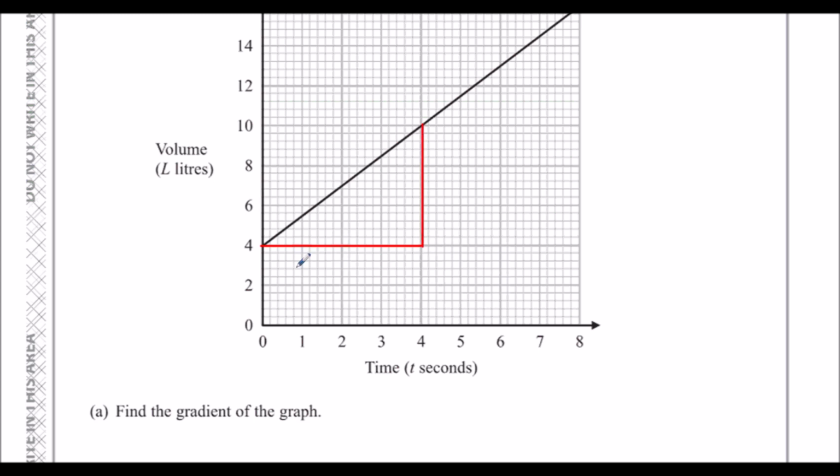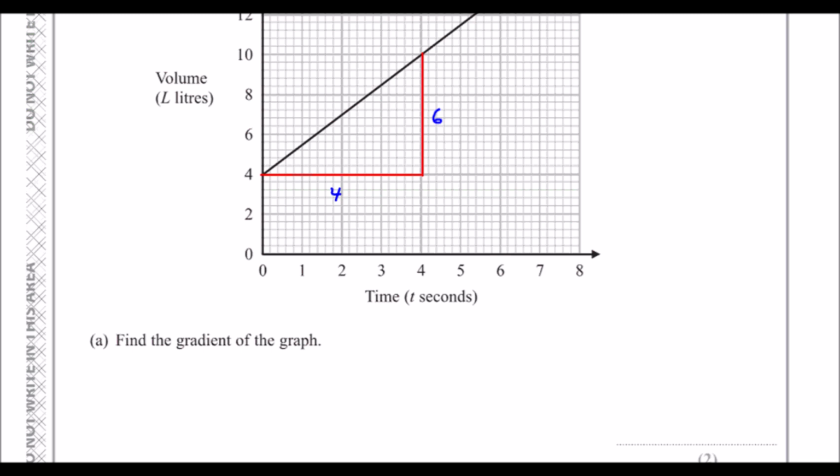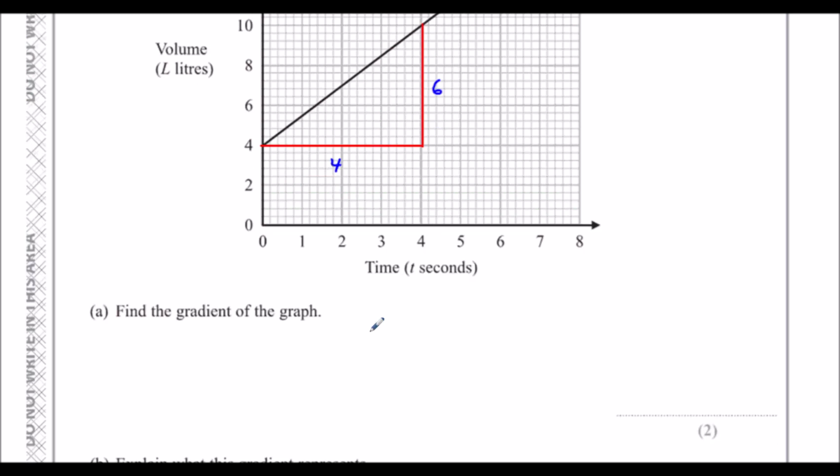So if we go along four, we go up from 4 to 10, up 6. So along 4, up 6. So the gradient, the change in the y, 6, divided by the change in the x, 4. 6 over 4 is 1.5. So the gradient is 1.5. For every 1 we go across, we go up 1.5. So we go across 4, we go up 6.